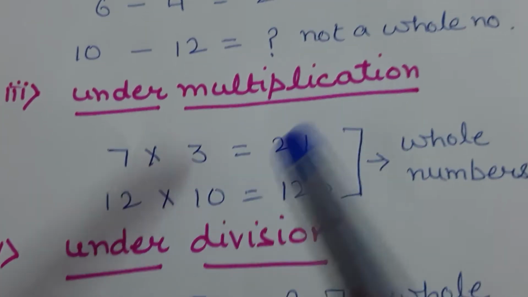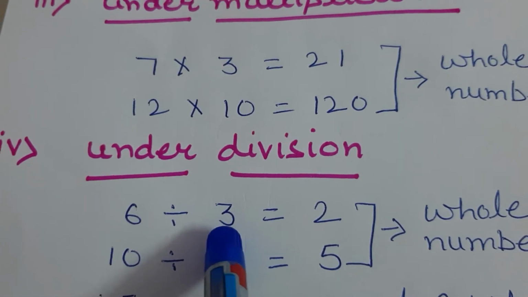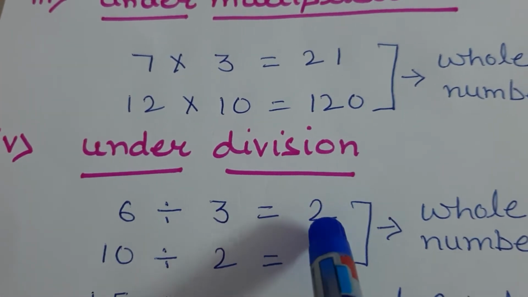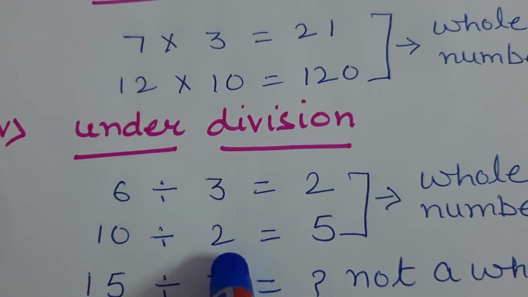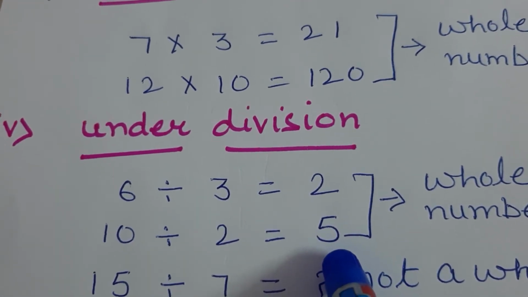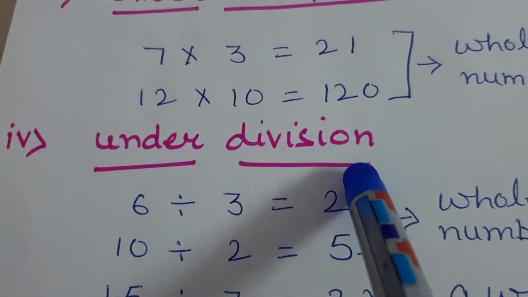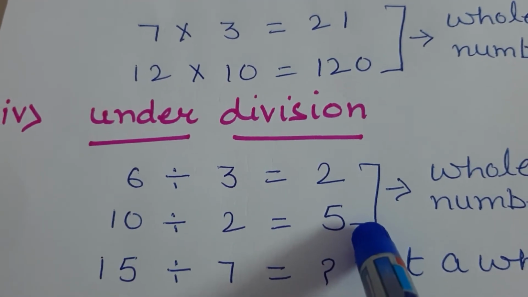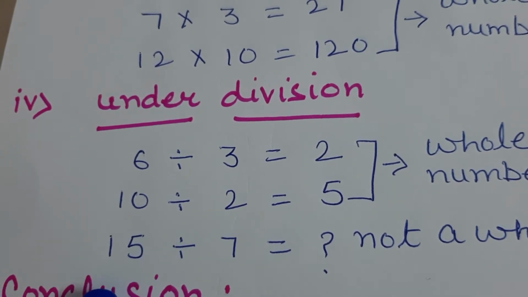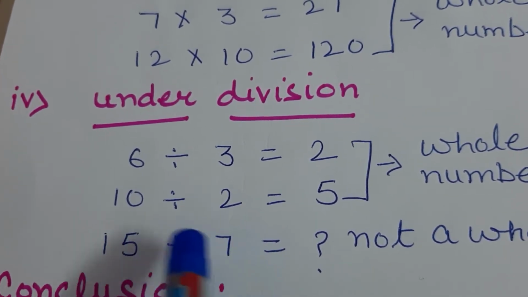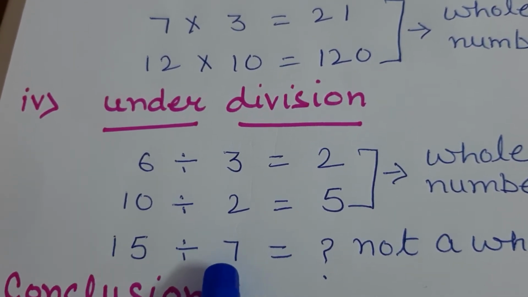Next operation we are doing is division. Suppose I am taking 6 and 3, both are whole numbers. If I divide both, what am I getting? 2, which is a whole number. Again 10 and 2, after dividing I am getting 5, which is also a whole number. So it is true here. But if I take 15 and 7 and I divide both, they are not divided equally. We are getting a remainder.